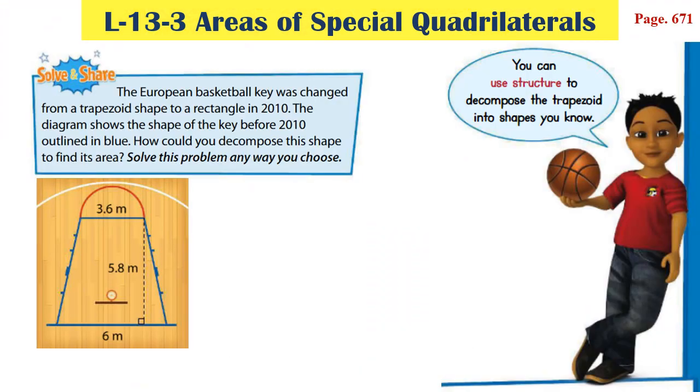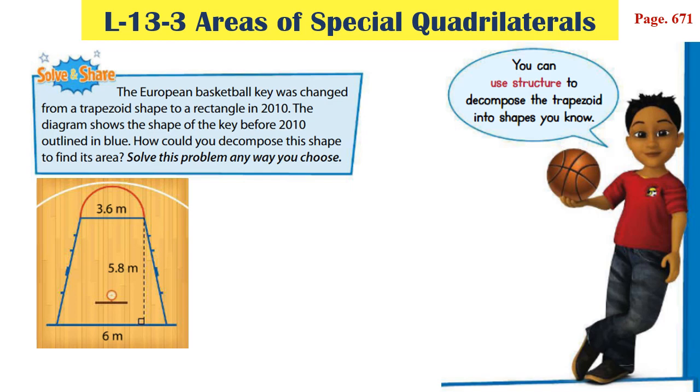Alright. Here is a question. Try to solve this question and share your answer with me. The question is: the European basketball key was changed from a trapezoid shape to a rectangle in 2010. The diagram shows the shape of the key before 2010 outlined in blue. How could you decompose this shape to find its area? Solve this problem any way you choose.